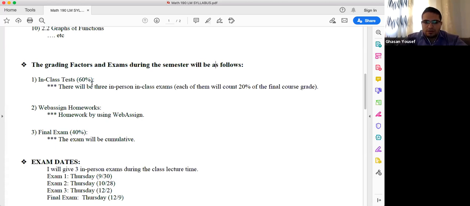In general, for each homework I post, I give around 1 week to solve it, due 1 week from the day I post it. The final exam is 40% and will be cumulative. It will cover everything from the first section up to the last section we cover in this semester. So 60% plus 40% gives 100%, which is your grade for this class.